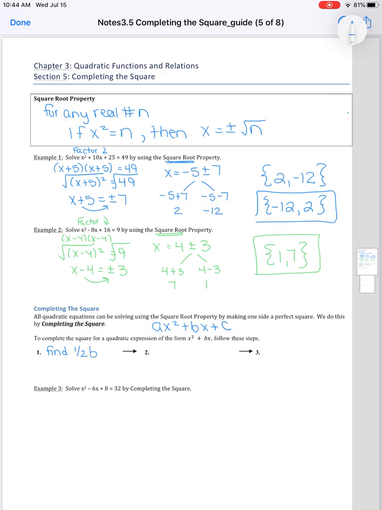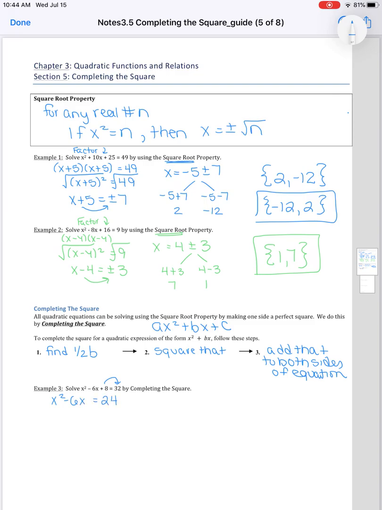Remember, quadratics follow the form ax squared plus bx plus c. First, you're going to find what half of b is. Then you're going to square that. And then you're going to add that to the polynomial, to both sides of the equation, because we're going to have an equation here.